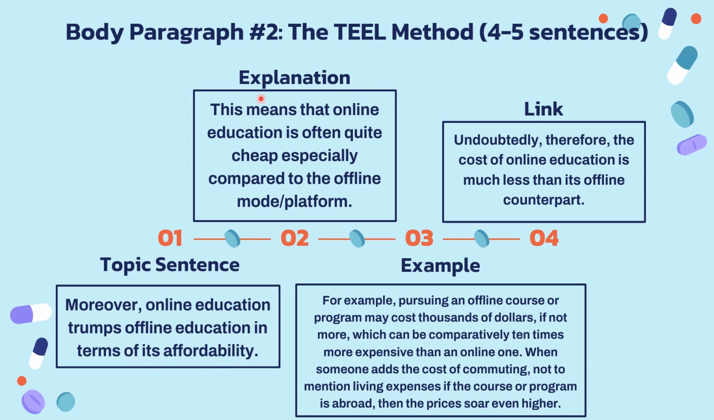What is the explanation? So I will explain the fact that it is affordable. This means that online education is often quite cheap, especially compared to the offline mode or platform. For example, pursuing an offline course or program may cost thousands of dollars, if not more, which can be comparatively 10 times more expensive than an online one.